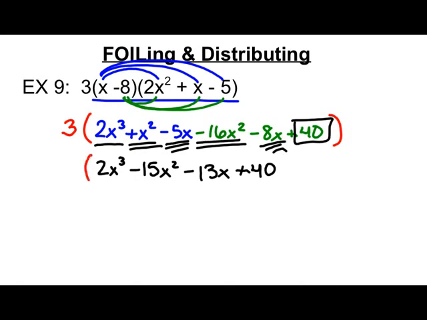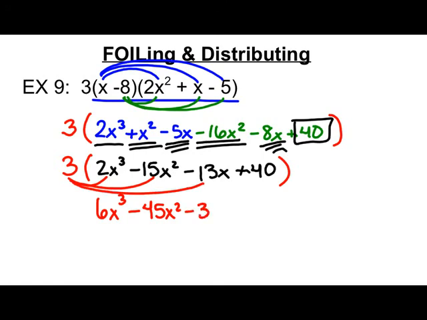Still need to supersize this by multiplying them all by 3. So I give everybody a 3. 3 times 2x cubed is 6x cubed. Sorry, that was a cube, not a squared. 3 times negative 15x squared is negative 45x squared. 3 times a negative 13x is a negative 39x. And 3 times a 40 is 120. And I am done with that math problem.